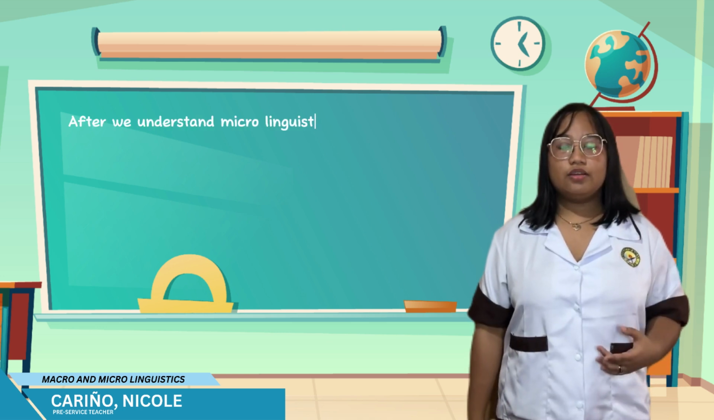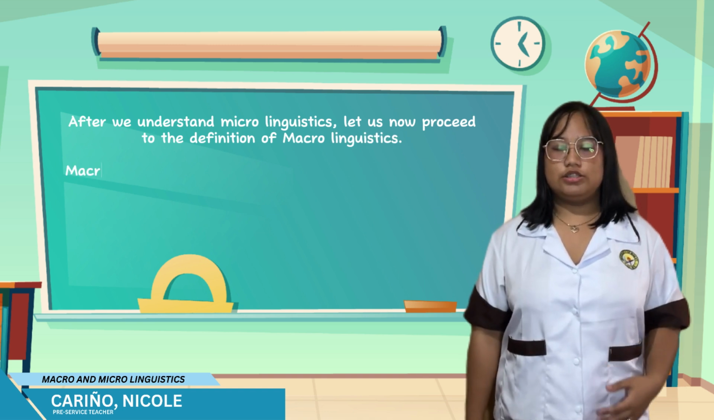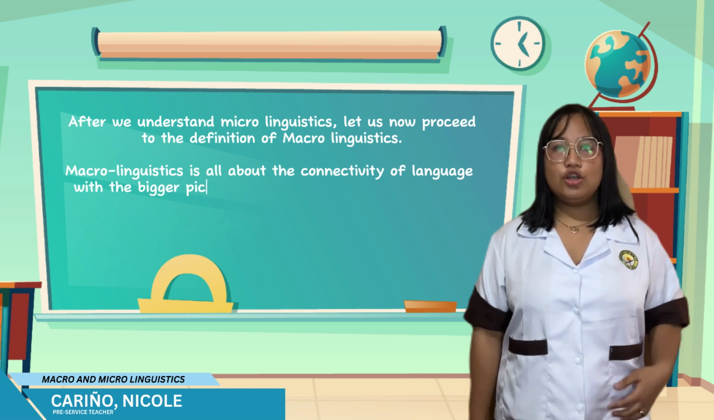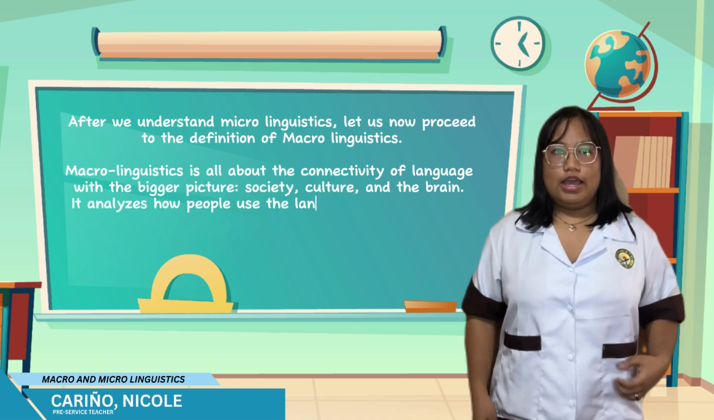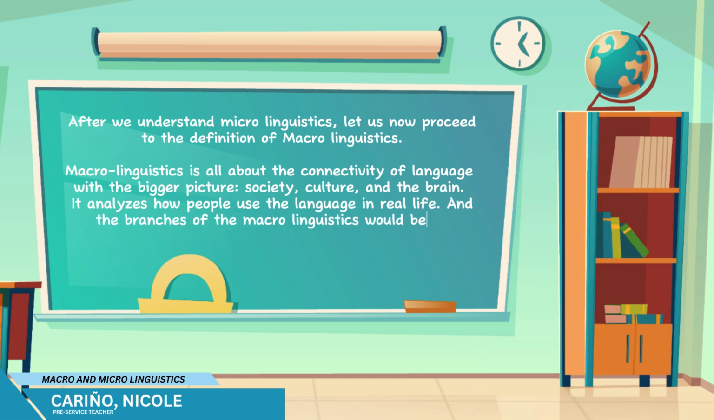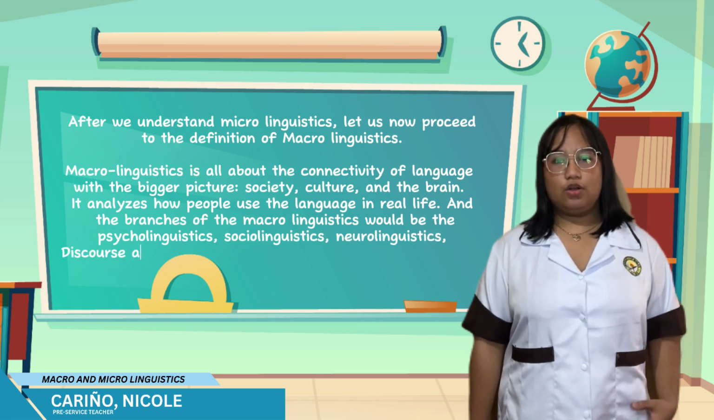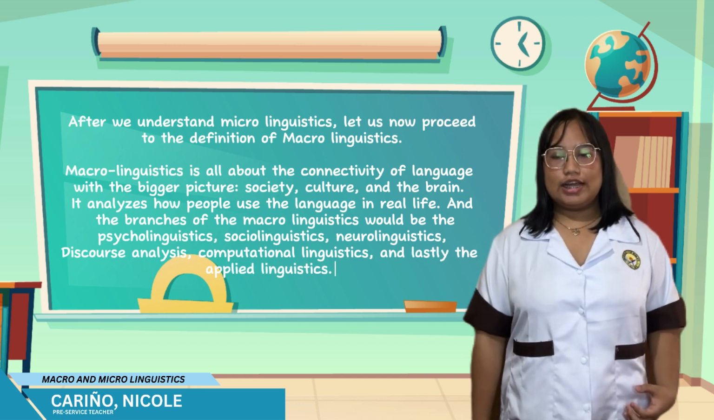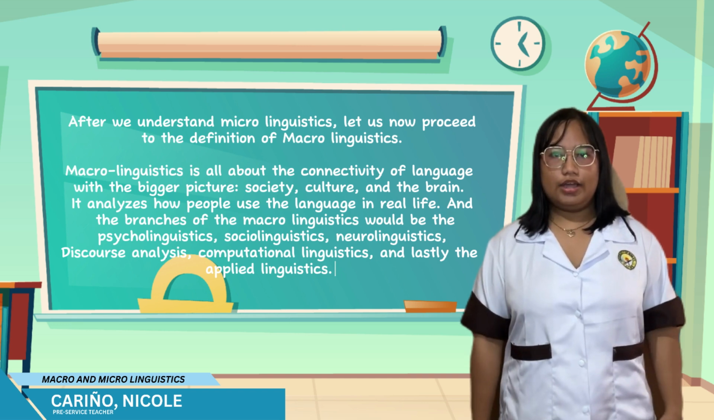After we understand microlinguistics, let us now proceed to the definition of macrolinguistics. Macrolinguistics is all about the connectivity of language with the bigger picture such as society, culture, and the brain. It analyzes how people use the language in real life. And the branches of macrolinguistics will be psycholinguistics, sociolinguistics, neurolinguistics, discourse analysis, computational linguistics, and lastly, applied linguistics.